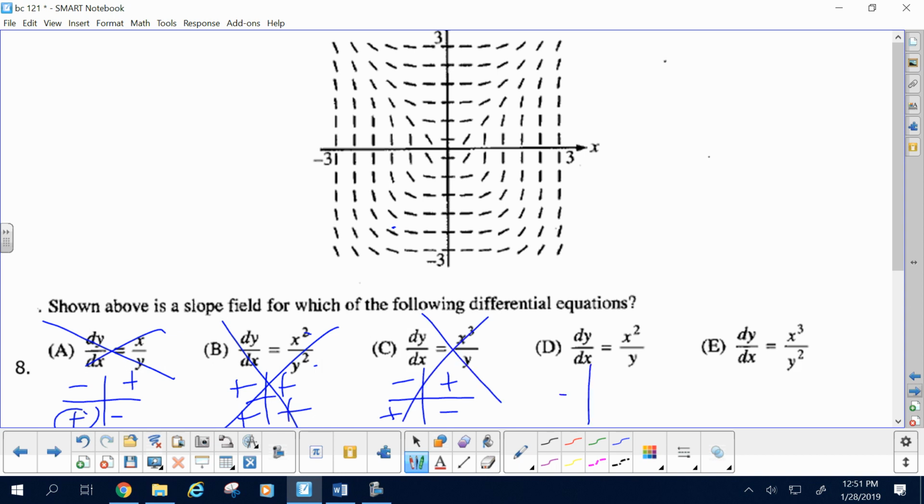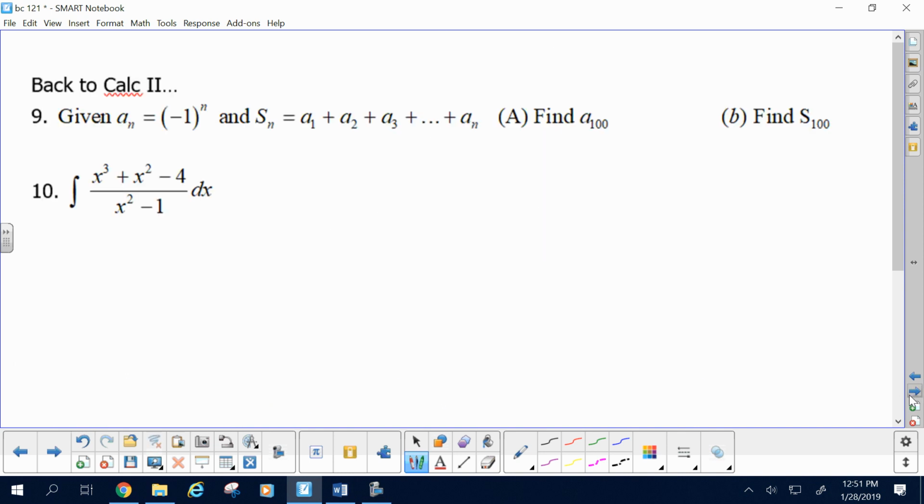X squared y is positive over positive there, positive over positive there, positive over negative, and positive over positive. Is that it? No, that was it. And so is this one. Okay? Use signs. Use signs. And then the last couple. This was actually, depending on your version, this might have been n or n plus 1.